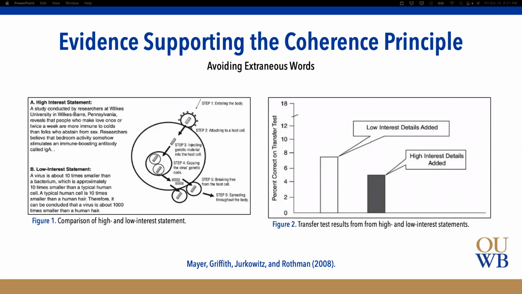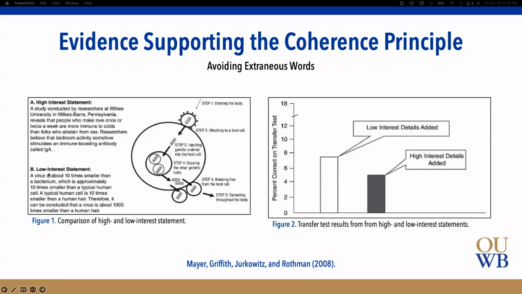We can see some of the sentences here, and I'll read them out. It says, a study conducted by researchers at Wilkes University in Wilkes-Barre, Pennsylvania, reveals that people who make love once or twice a week are more immune to colds than folks who abstain from sex. Researchers believe that bedroom activity somehow stimulates an immune-boosting antibody called IgA. So they're adding these interesting details about sexual activity and how that may reduce the likelihood of getting sick.